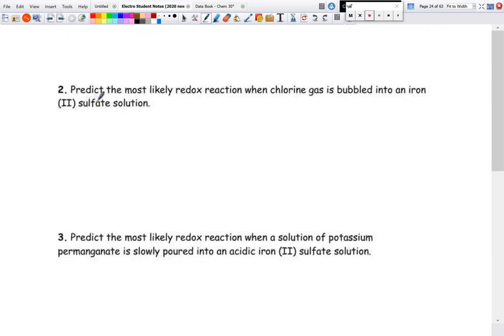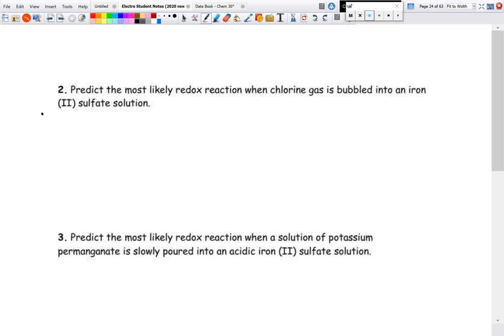So example 2, we have: predict the most likely redox reaction when chlorine gas is bubbled into an iron 2 sulfate solution. Now, when you're reading questions like this, the whole thing about being bubbled, remember chlorine is a gas, so the only way to get a gas to react inside of our solution is you have to find a way to get the gas into it. So really it's just connecting a hose into it and bubbling it through the solution essentially. But how we solve this will be the same.